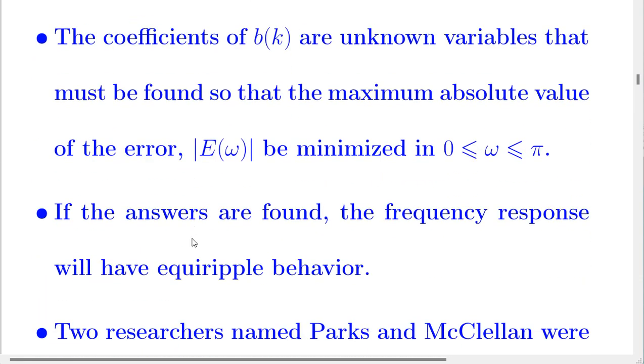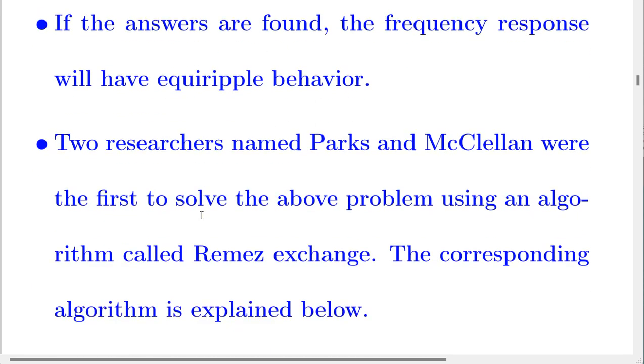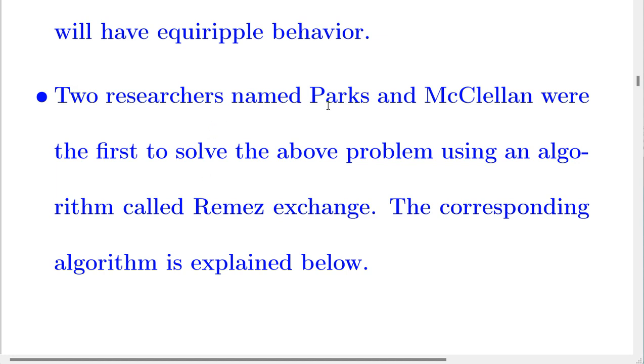Okay. The coefficients b_k are unknown variables that must be found so that the maximum absolute value of the error is minimized in the interval from 0 up to pi. If the answers are found, the frequency response will have equiripple behavior. Two researchers named Parks and McClellan were the first to solve the above problem using an algorithm called Remez exchange. The corresponding algorithm is explained below.